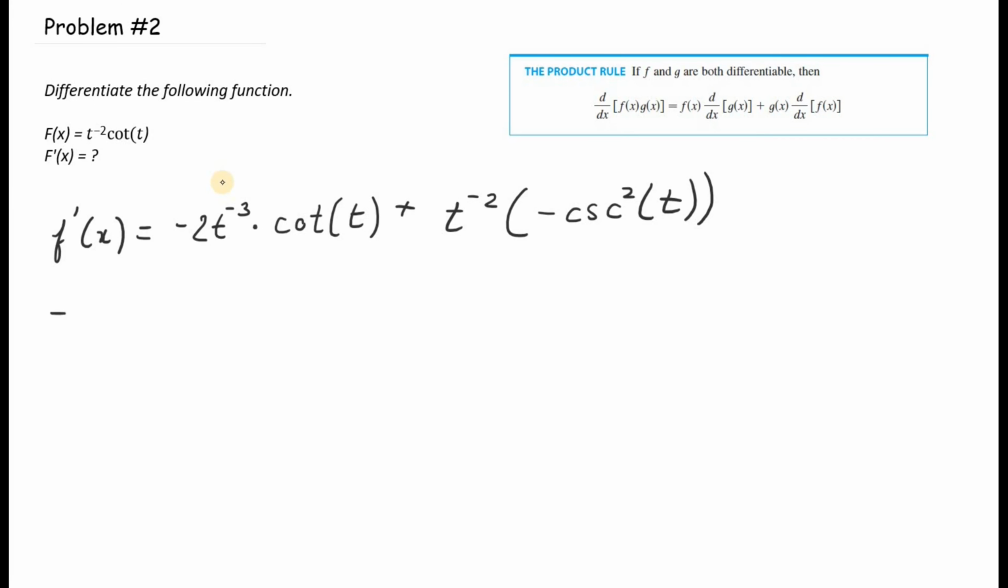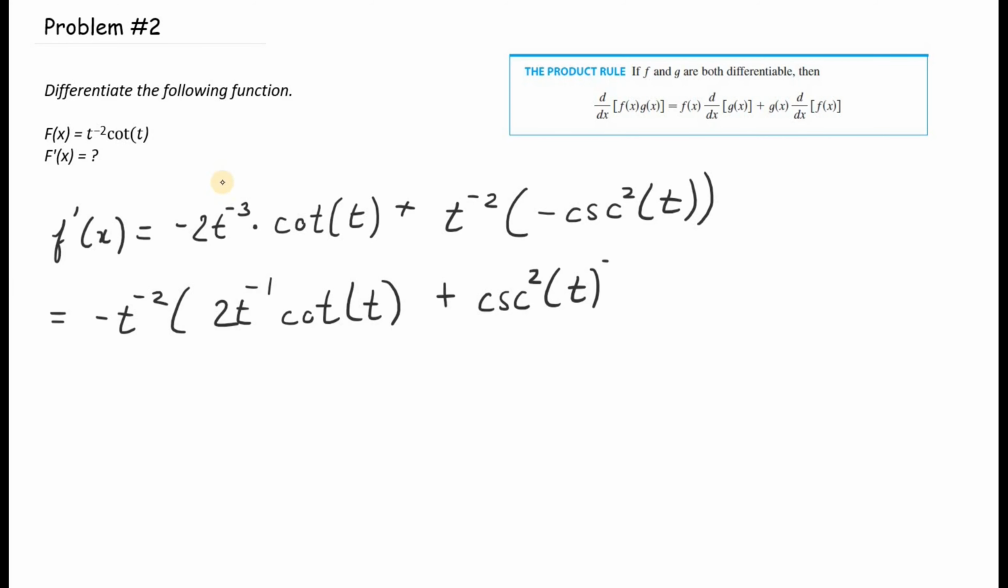So right now we can just simplify further. We can take out a minus t to the minus 2. And this gives us 2t to the minus 1 times cotangent t plus cosecant squared t. So here's your solution for the second problem.